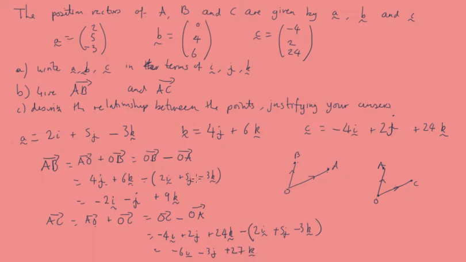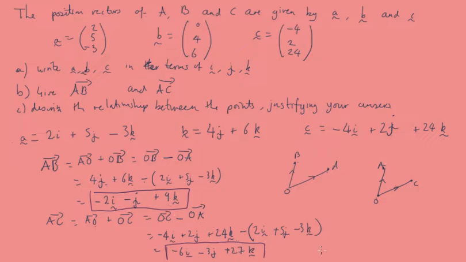Now if we look at the two results we were interested in, let me just get this one here, because we've got so many vectors written here. There we go, in this one. Now, describe the relationship between the points. So if you look here, we've got 2i, minus 2i, minus 6i, minus j, minus 3j, 9k, 27k.